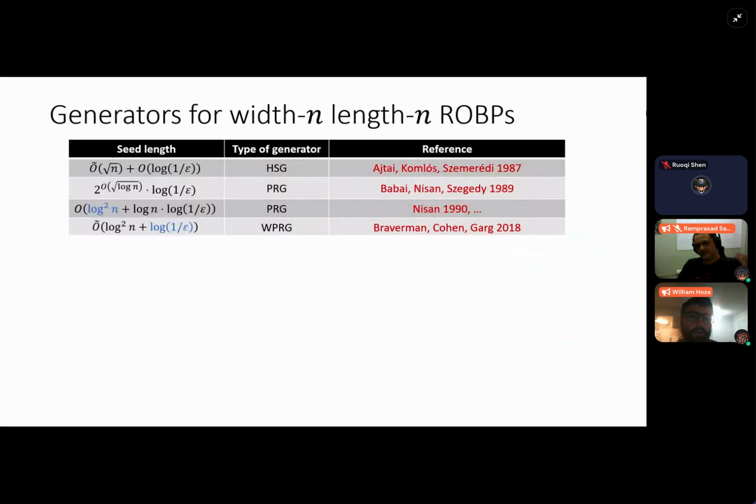When Braverman, Cohen, and Garg introduced this concept of a weighted pseudorandom generator, they gave a construction with seed length O tilde of log squared n plus log 1 over epsilon. Okay, so this construction is better than Nissan's generator when epsilon, the error parameter, is very small. Think of maybe epsilon as like inverse quasi-polynomial. Now admittedly, the log squared n term is really the term that we would have preferred to improve. It's the more important term in the seed length here. But because it had been so long with no improvement on this fundamental problem, an improvement in any regime of parameters is exciting and interesting.